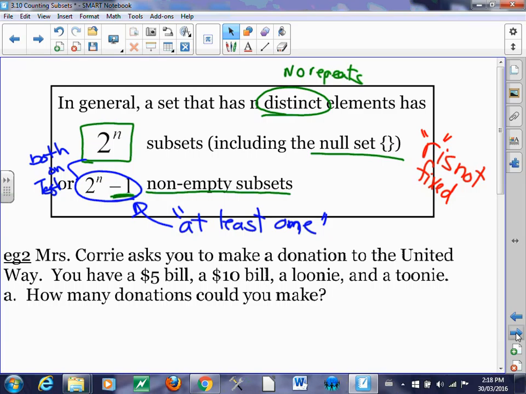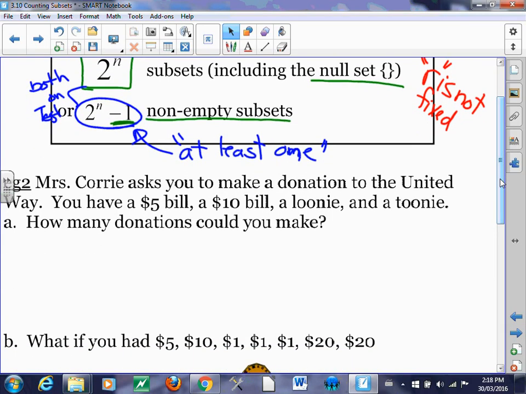Miss Corey at our school deals with United Way, and she's really good at chairing that up. She asks you to make a donation to United Way. In your wallet or purse, you have a $5 bill, a $10 bill, a loonie, and a toonie. How many donations could you make? Well, let's take a look. We have A, which is 1 of each. How many separate items do we have? We have 4 separate items.